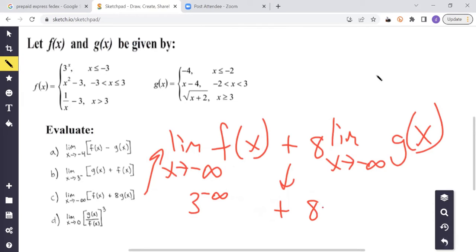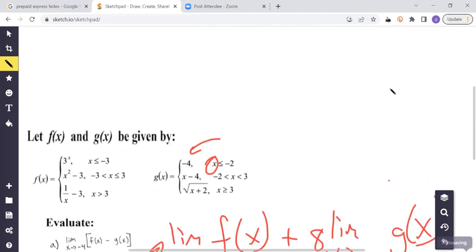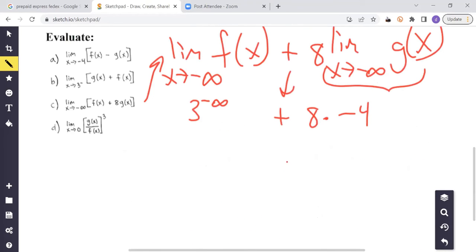Now 8 times, well, what's that there? Take -infinity, and in G, that would belong right here because it's less than or equal to -2. Now, if you take that number, -infinity, and plug it in there, you're just going to get back -4. So let's see. This is going to be -32.